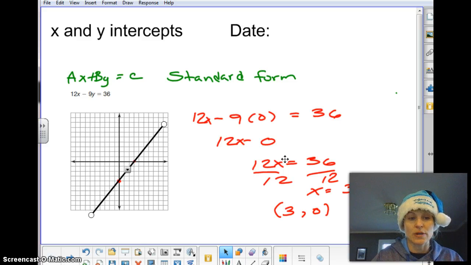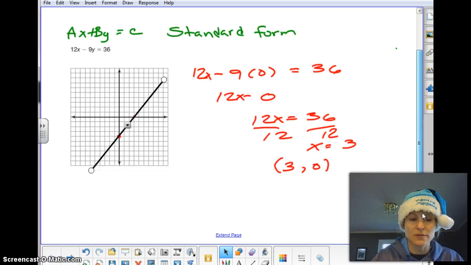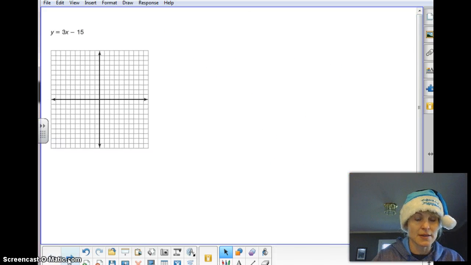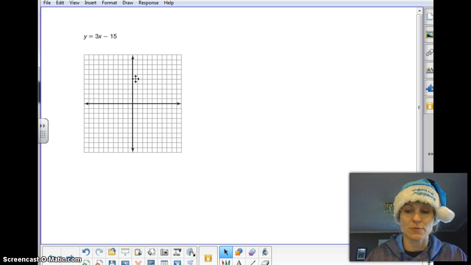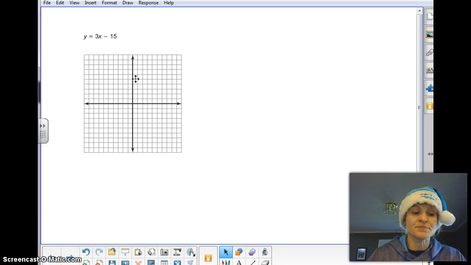Okay, so we plug in 0 for x and 0 for y. All right, so I'm going to have you give this a try on this one. I realize you can't turn in a graph, but I'd like you to find the x and y intercepts and then go ahead and graph this in your notes, and we'll look at it tomorrow. Look at your graphs, but go ahead and answer the questions too.